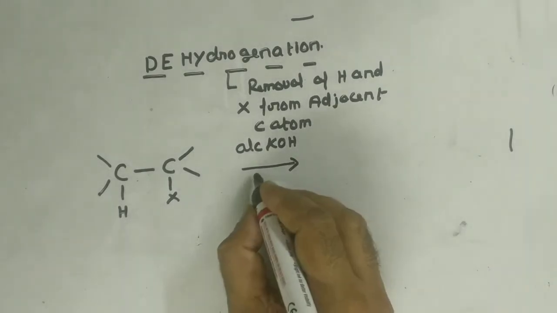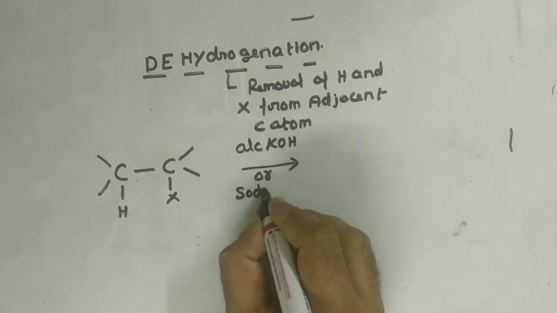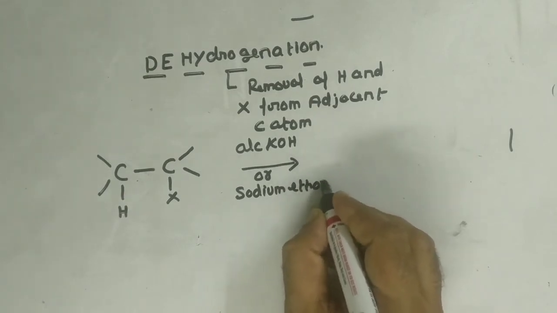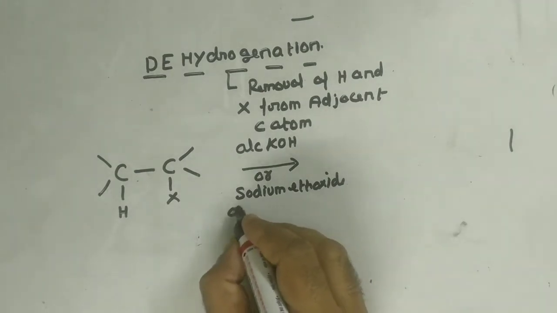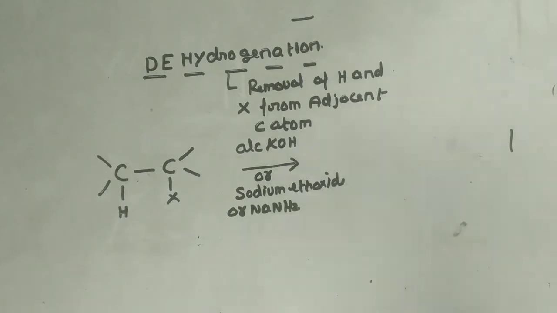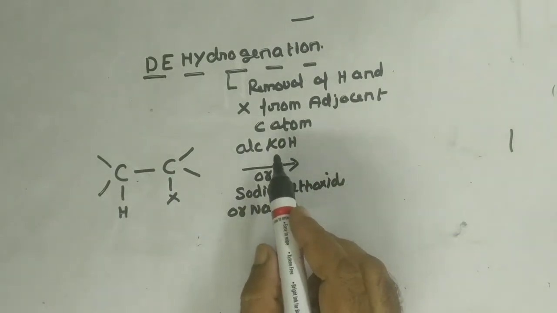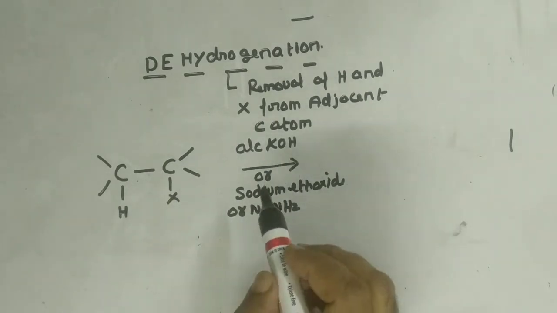If you don't like alcoholic KOH, you can go for sodium alkoxide, let's say sodium ethoxide, which is also a very strong base. If you don't like sodium ethoxide, you can go for sodium amide, again a very strong base. So we take a halogen containing compound, an alkyl halide, and react it with any of these strong bases. Remember, in class 11 we used to call it alcoholic KOH.